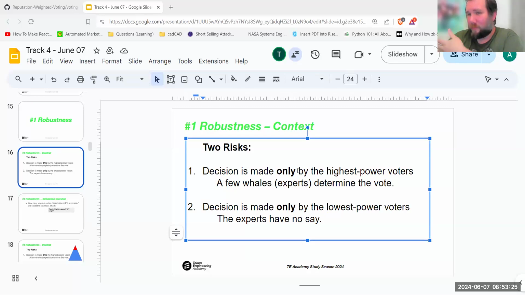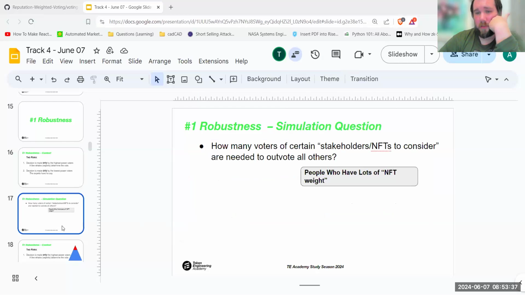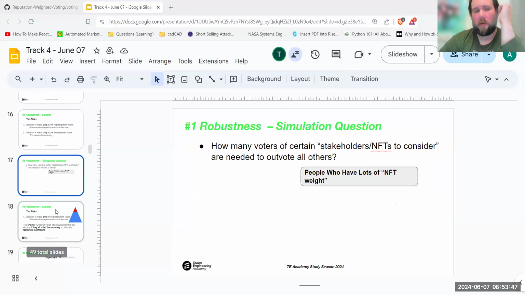Who don't have a lot of proof of their commitment to the token engineering community, and they show up en masse and overwhelm the existing community. Neither one of these is good. So this was Angela's original question: how many people who have lots of NFT weight would be needed to outvote all the others? I'm slightly paraphrasing, but that was the idea.